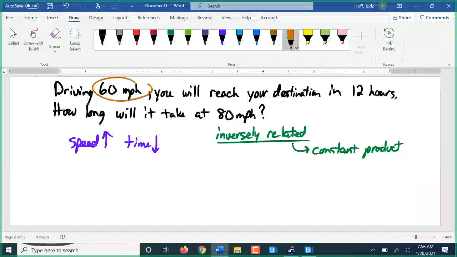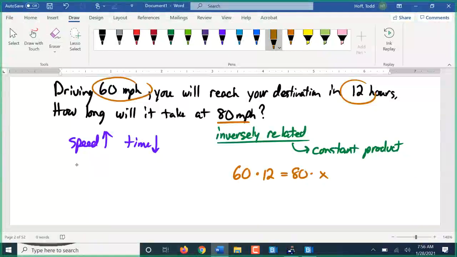So 60 miles an hour takes 12 hours. Now I get asked, how do I know it's 60 times 12 and not 12 times 60? The answer is, it doesn't matter. They both work out the same. Speed times time equals speed times time. 80 miles per hour times X hours to finish. I could have done it the other way. I could have done time, 12 hours times the speed of 60 miles per hour, would have taken X hours times the speed of 80. You can see that that's going to be the exact same calculation here.